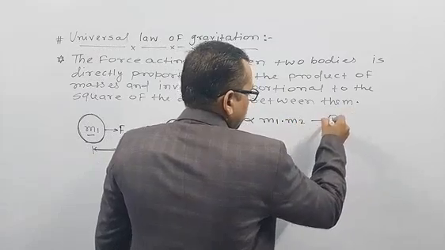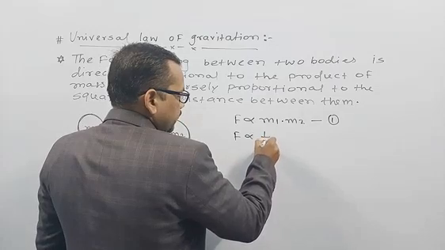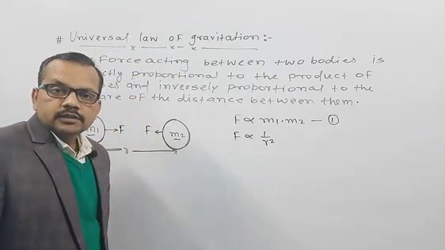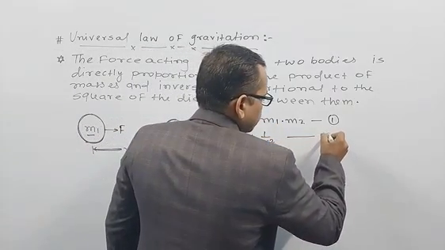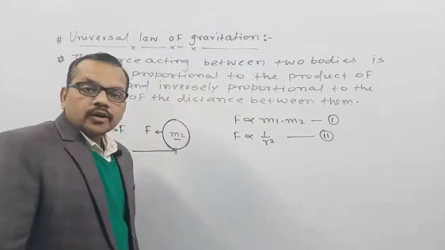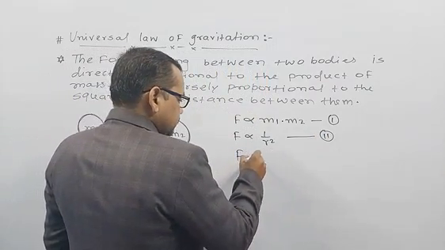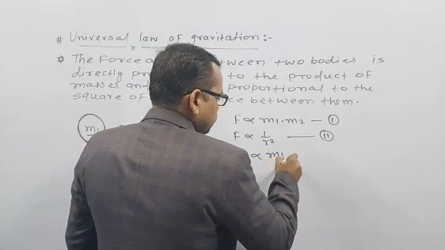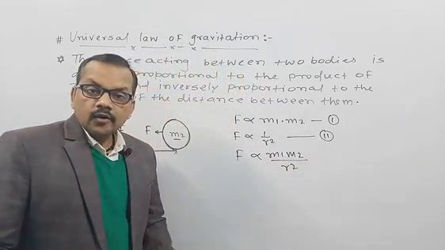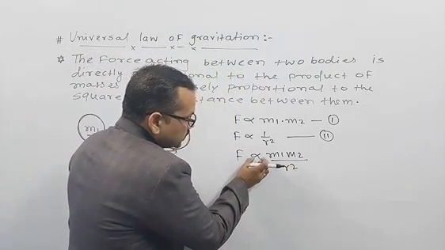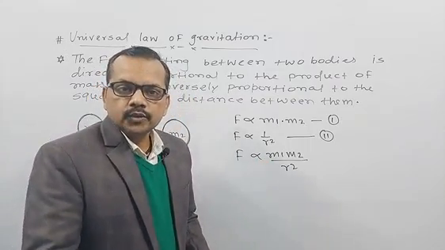This will become equation 1, and now we will write F is directly proportional to 1 by r square. It means F is inversely proportional to the square of the distance between them. We will assume it as equation 2. On combining equation 1 and equation 2, dear students, we will get F is directly proportional to m1 m2 by r square.